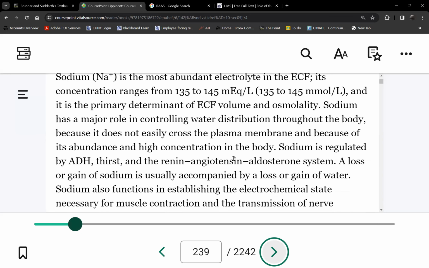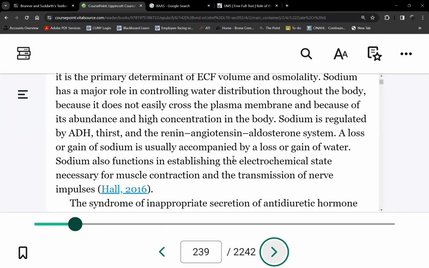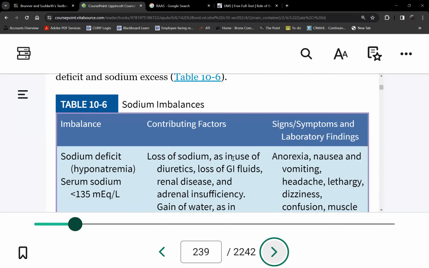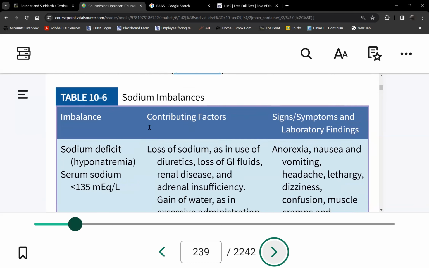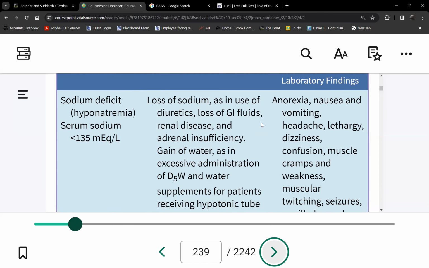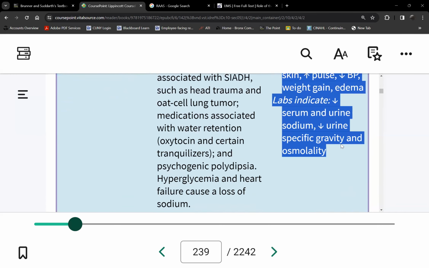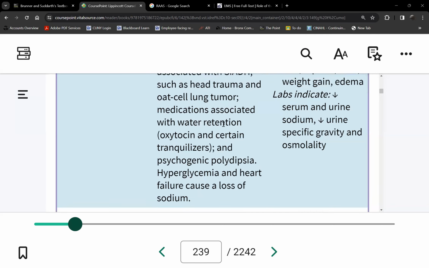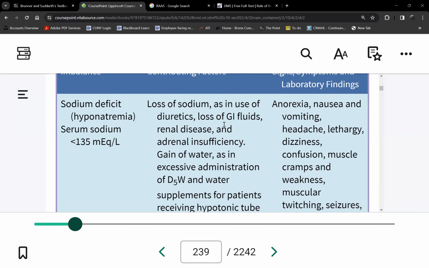So there are always two problems with electrolyte imbalances: either you have too much or not enough. Let's start with deficit. The manifestations are already in Table 10-6, organized for you. So if the patient's sodium is low, these are your manifestations. To help you remember, electrolytes excite cells, correct? They're either positively or negatively charged. They have one job, which is to excite cells, stimulate cells to function.